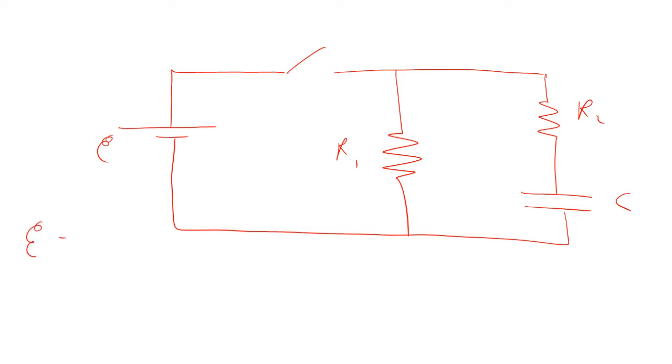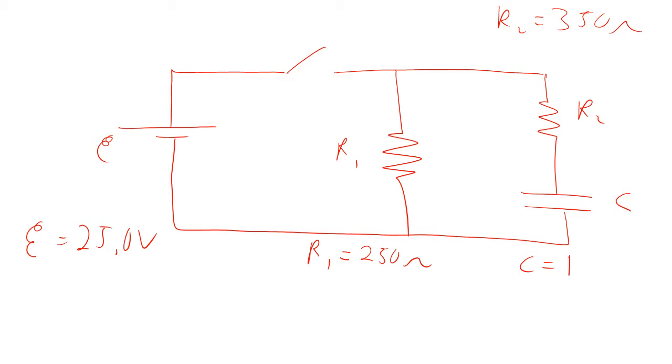So let's say the EMF is 25 volts. Let's say that R1 is going to be 250 ohms. Let's say that R2 is going to be 350 ohms. And let's let the capacitor be 150 microfarads. Okay. All right.